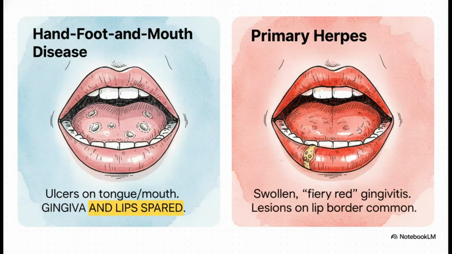This slide right here is your clinical cheat sheet. Let's break it down. Remember that crucial clue I told you about? Here it is again. In hand, foot, and mouth, the gingiva is spared. It looks normal. But in primary herpes, you'll see a fiery red, swollen, painful gingivitis. That is the key differentiator. Also, check the lips. Spared in HFMD, but very common in herpes. Systemically, herpes is usually a rougher ride with a higher fever. And of course, the smoking gun for HFMD is finding those characteristic lesions on the hands and feet.